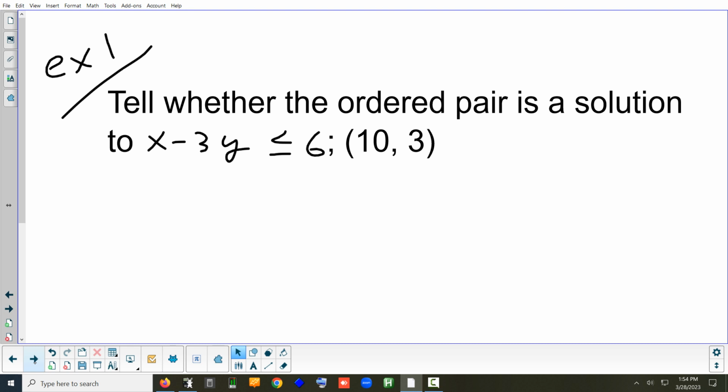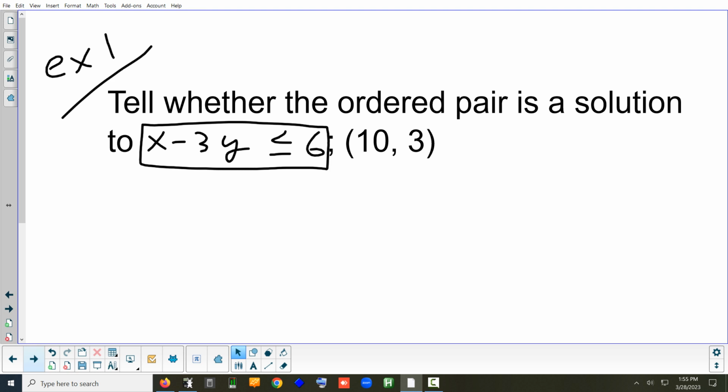Let's try this one. So this is example 1. On your guided notes, you guys have a spot on the back for example 1? Okay, so we'll do example 1 in the upper left box on the back, and then we'll come back to filling out the front. So there's your inequality, and they want me to figure out if 10, 3 is a solution to that inequality. It's not asking if it's the only solution. It just wants to know if that's one thing.